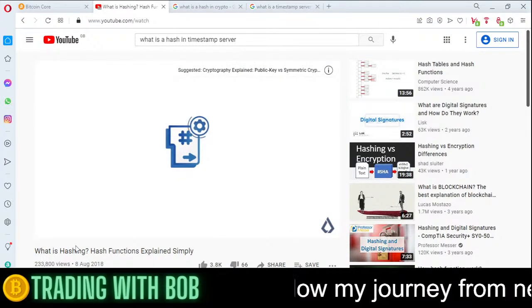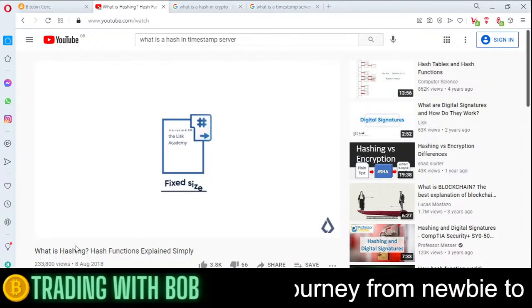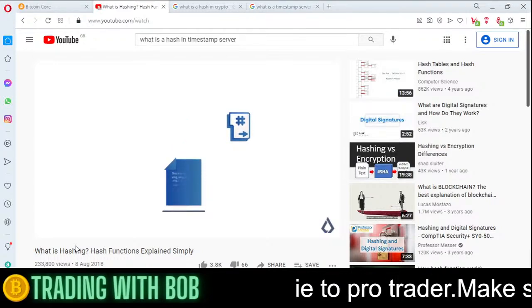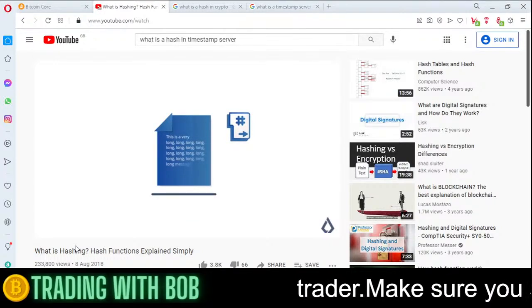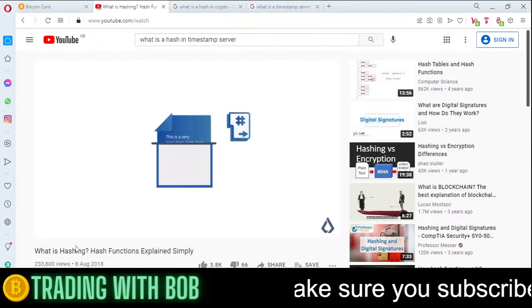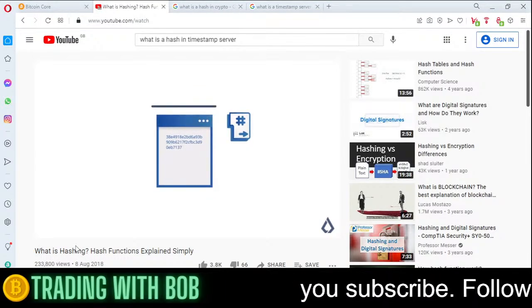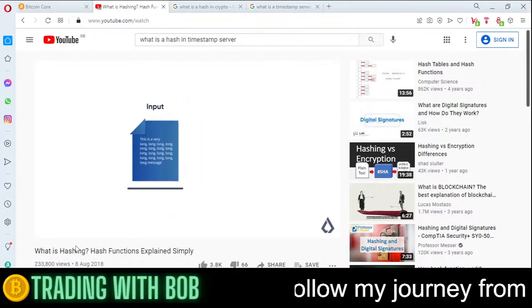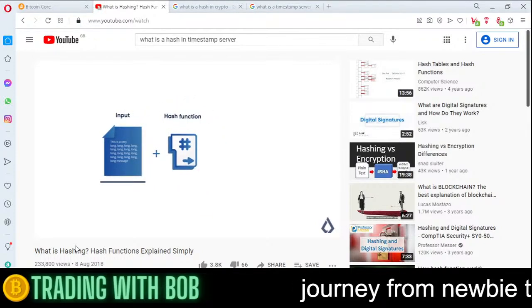What is hashing and what does it do? Hashing is the process of converting an input of any length into a fixed size string of text using a mathematical function. This means that any text, no matter how long it is, can be converted into an array of numbers and letters through an algorithm. The message to be hashed is called input. The algorithm used to do so is called a hash function.